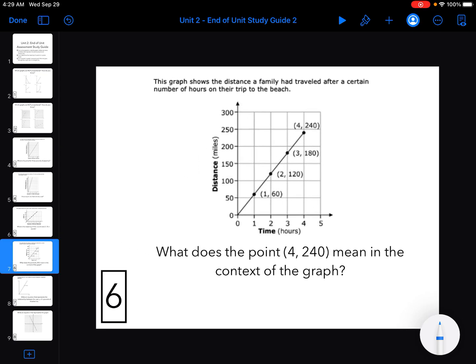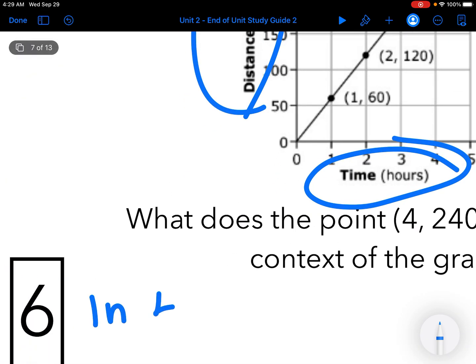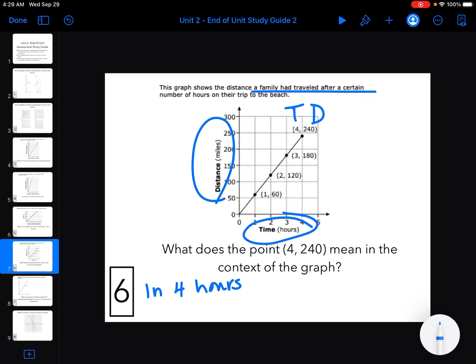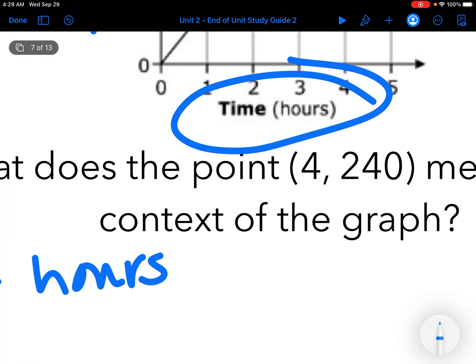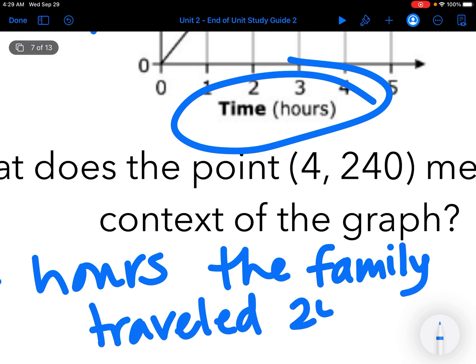What does the point 4, 240 mean on the graph? So I know 4 is the time, and I know this is our distance. So I know in 4 hours, the family traveled 240 miles.